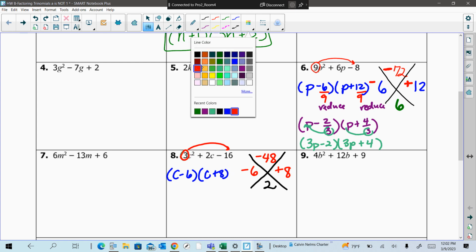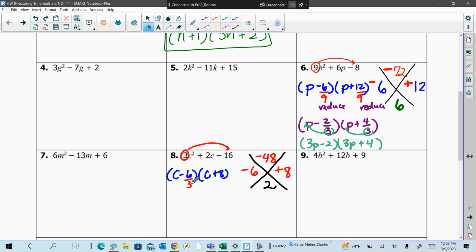But because I had this circle 3, I'm dividing by 3. Now I can simplify this. This would end up being c minus 2, bottoms up, 3c plus 8. There's your factor form.